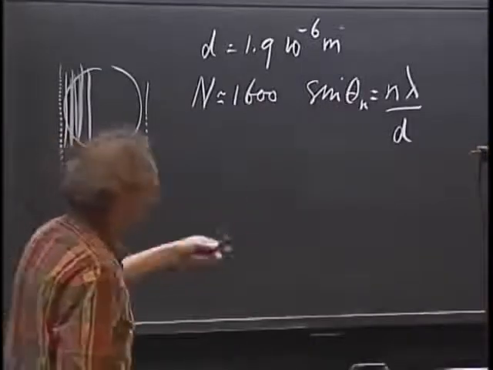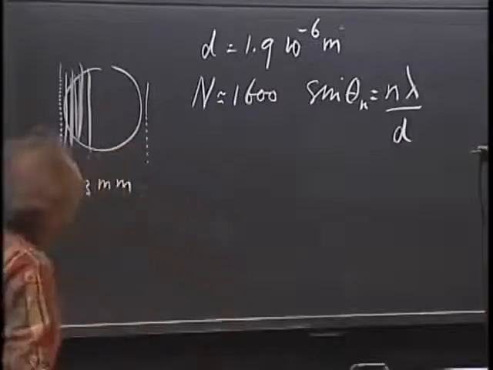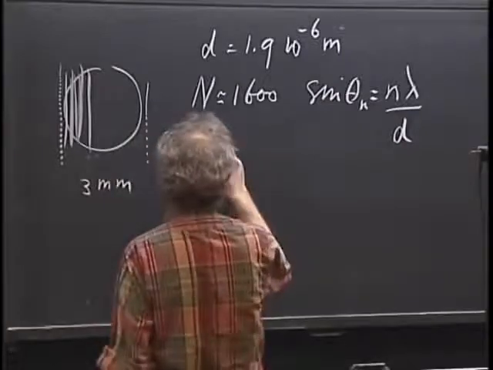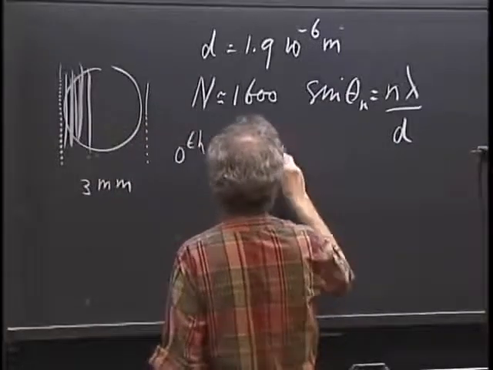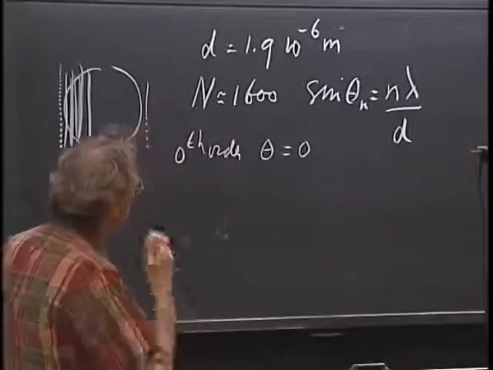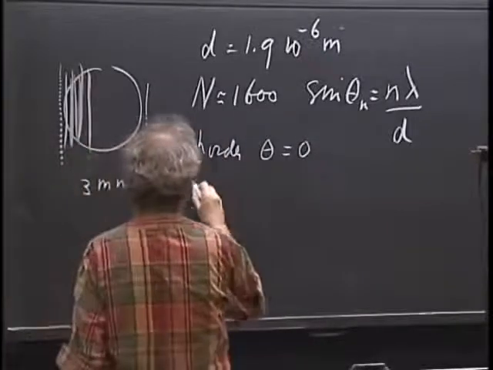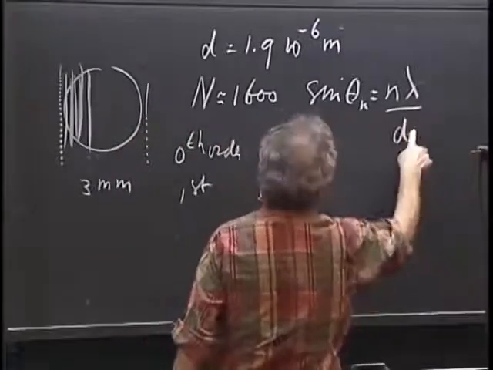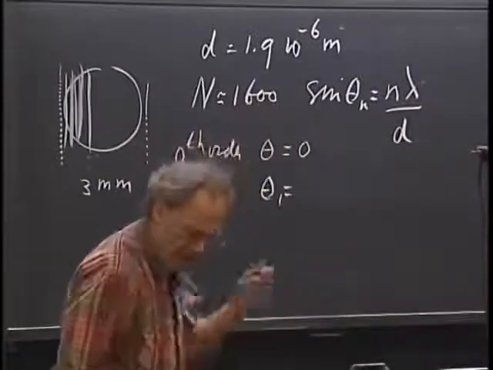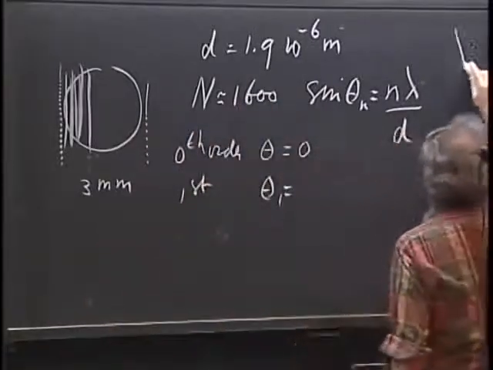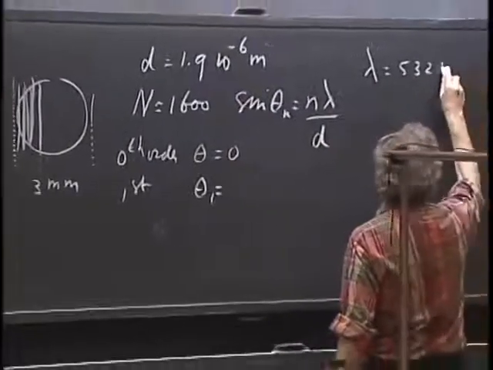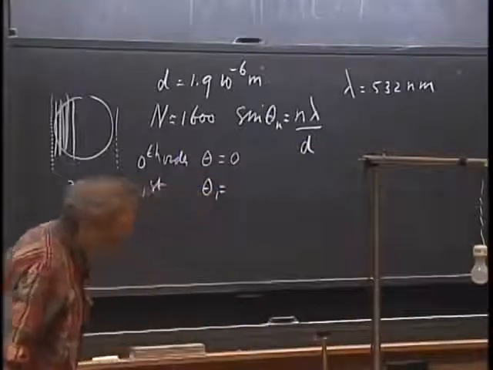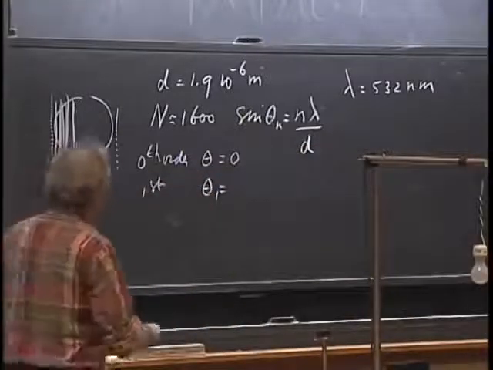And so when n is 0, the zero order, you get, of course, a maximum. The zero order is at theta equals 0. Now your first order is when the sine of theta 1 is lambda divided by d, and my lambda, in the case of my laser, I'll have to tell you, is 532 nanometers. It's green. And so I can calculate what theta 1 is, and I find 16.3 degrees.